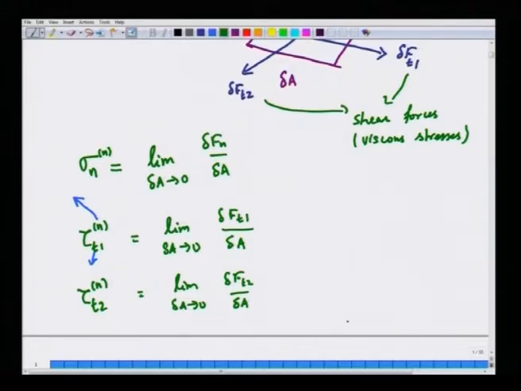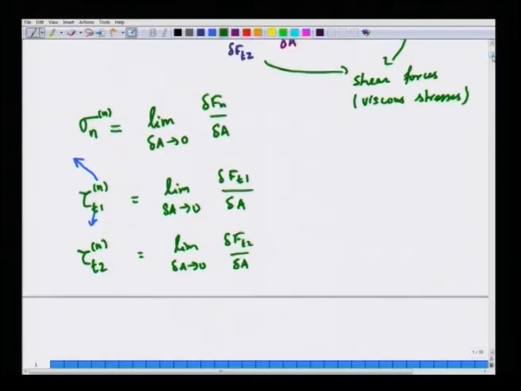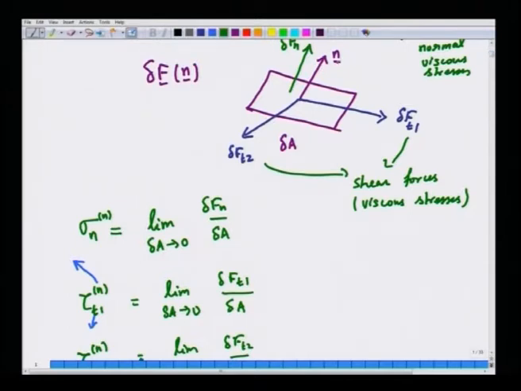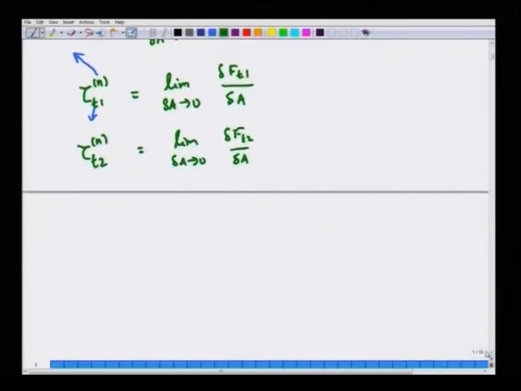All we are saying is that for any given plane, any surface with an arbitrary orientation n, the force that acts on that surface, the force exerted by the neighboring fluid on this surface, could have three components, one along the normal and two in the two tangential directions along the surface. That is all we are saying.